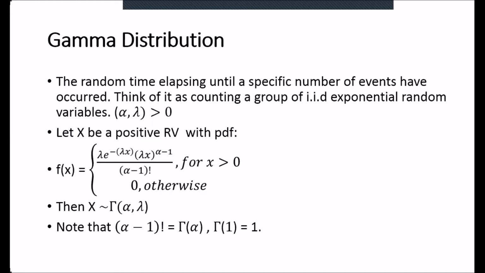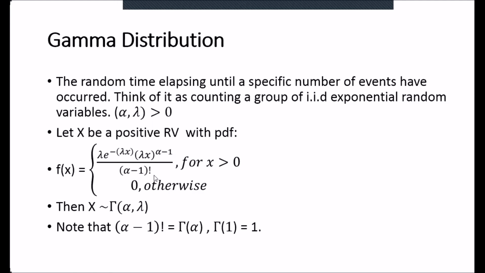I want to point out something very important. The exponential distribution is a special case of the gamma distribution, and note how I have written this probability density function. This part looks oddly familiar. This is the PDF of an exponentially distributed random variable, lambda e to the negative lambda x. What makes it a gamma is the part here on the right hand side. Lambda times x to the power of alpha minus 1 over alpha minus 1 factorial.